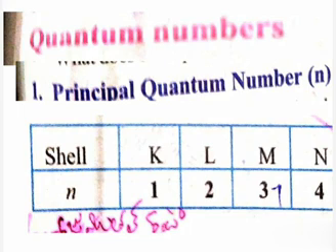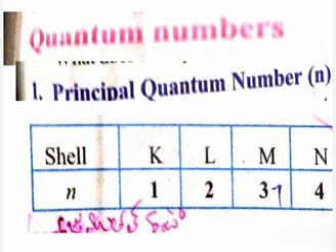Here, the principal quantum number is related to the size and energy of a main shell, and it is denoted by n. The first shell is called the n equals 1 shell. The second shell is called the n equals 2 shell. The third shell is called the n equals 3 shell. The fourth shell is called the n equals 4 shell.